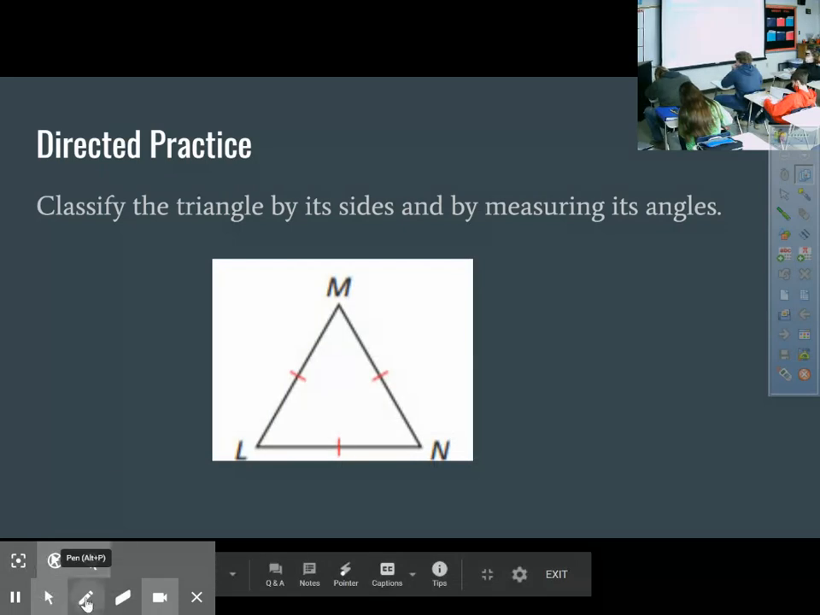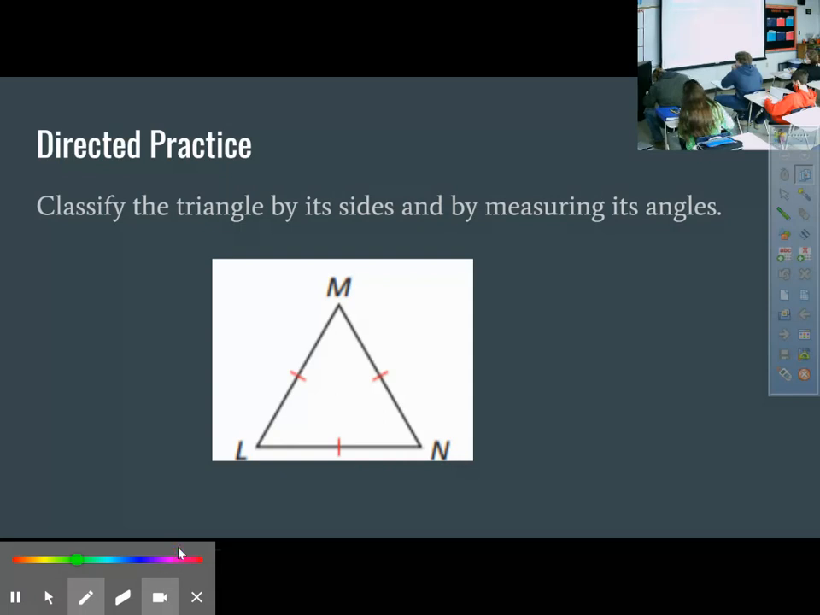All right, here's another one. Classify the triangle by its sides and by measuring its angles. Okay, so first let's do it by its sides. You want to look to see how many sides are marked congruent. Ben, how many sides do you see marked congruent? 3. Alright, Braxton, what type of triangle has 3 congruent sides?